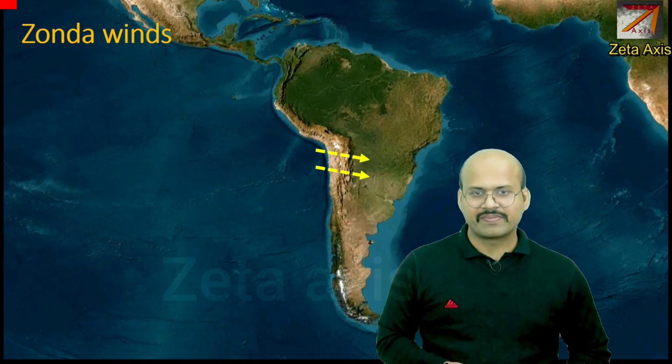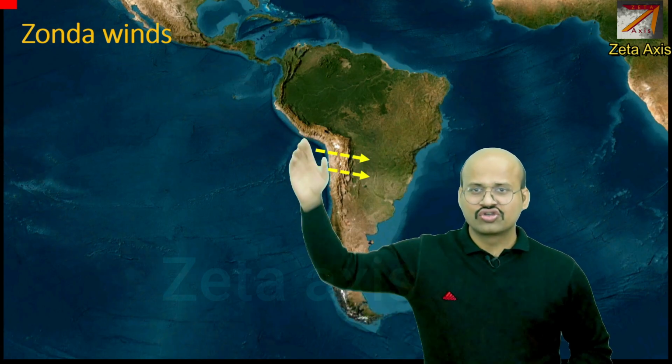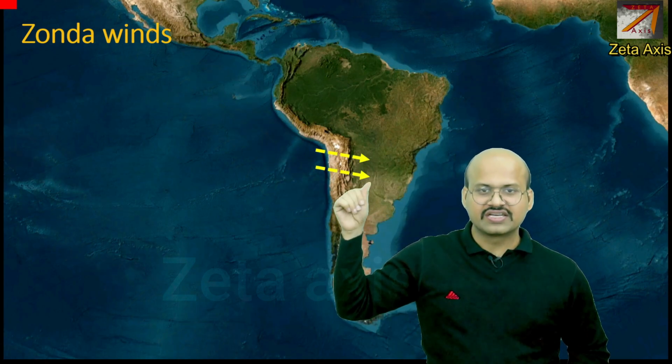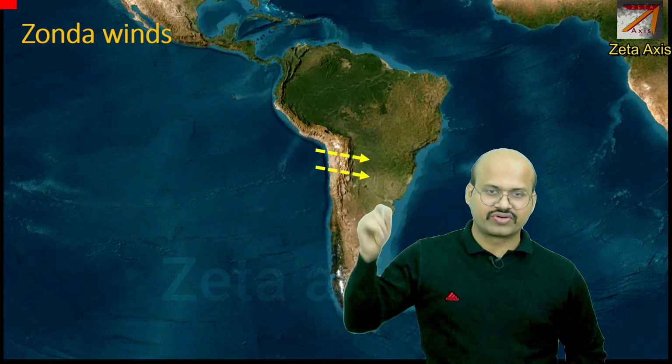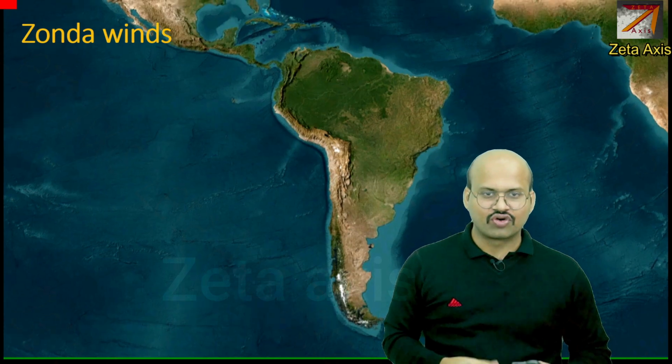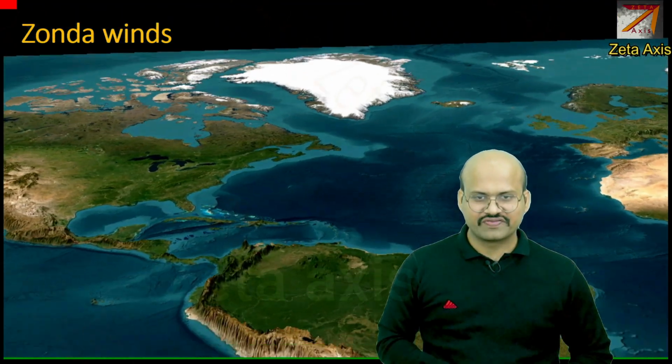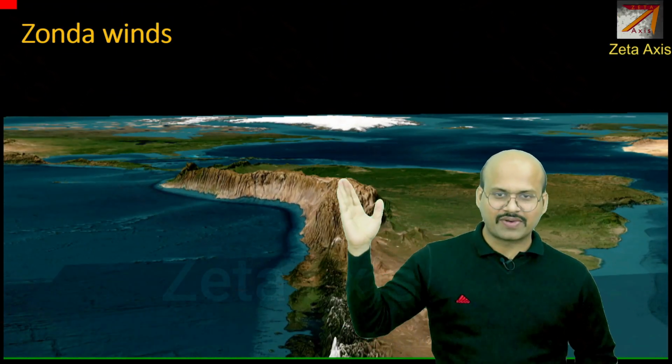The next katabatic wind which we are going to discuss is the Zonda winds, which are seen in the Argentina region. Here are the Andes mountains. And if we have a closer look at the geography of this region, we can again see that these are the mountains.